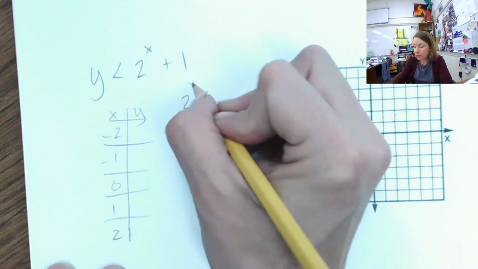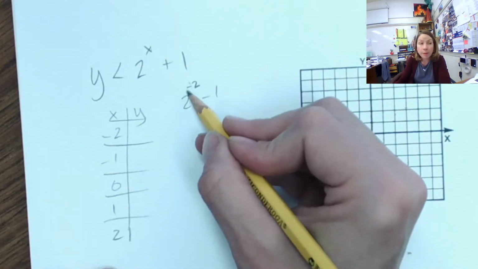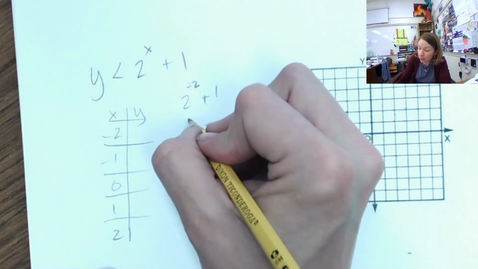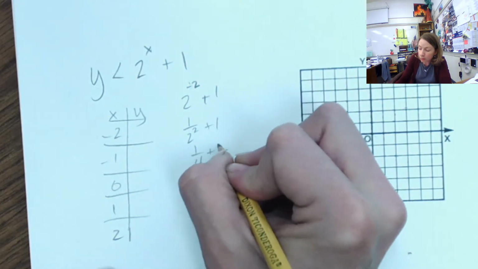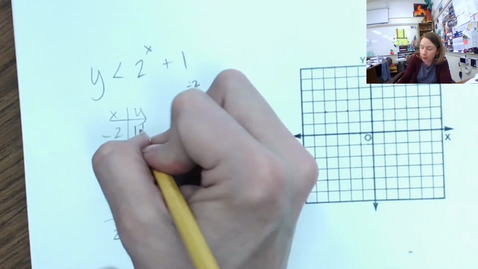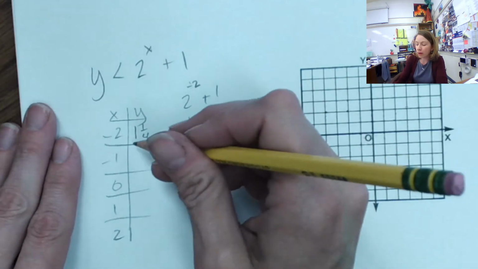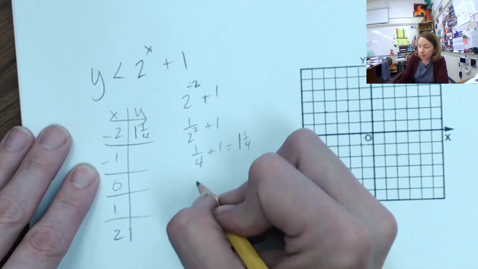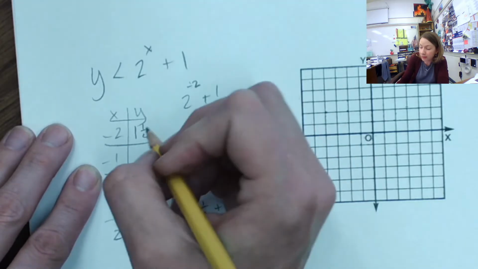So I've got 2 to the -2 power, minus 2 plus 1. A negative exponent, that's going to flip it down below. So I've got 1 over 2 squared plus 1. So that's 1/4 plus 1, which is 1 1/4 or 5/4, however. I'm going to go with 1 1/4 just because I'm doing it on a graph. And that's where mixed numbers are a little bit more helpful in terms of counting, right? For -1, I'm going to have 2 to the -1 plus 1, so 1/2 plus 1. Well, that's easy.